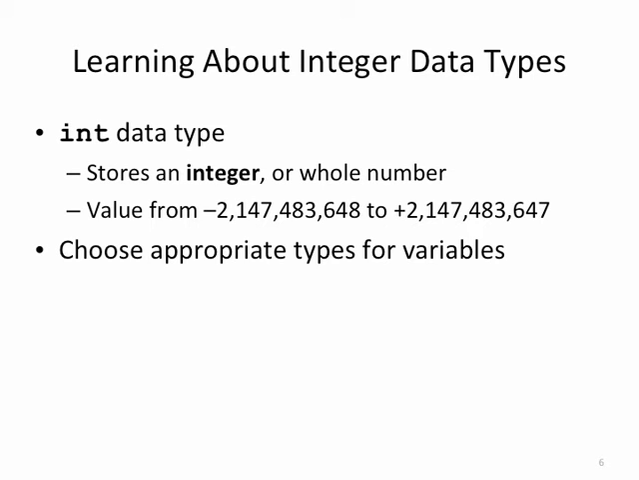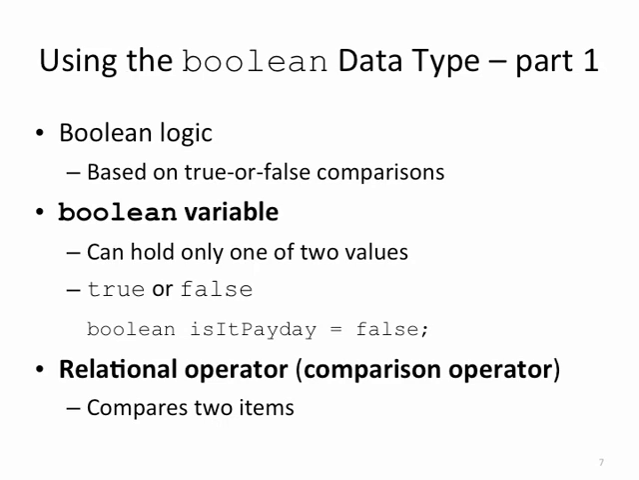If you said no, you said the right thing, because the population of the world is just over 7 billion, and an int can only store just over 2.1 billion. So it's not big enough to accommodate the population of the world. You'd have to use a different data type.